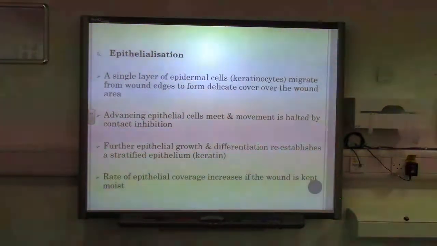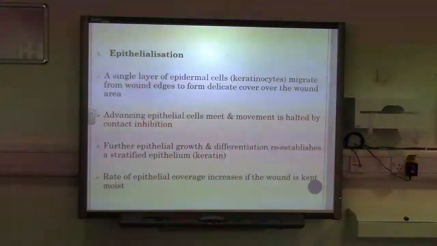So epithelialization aims at covering the wound surface with a layer of epithelium, and this is based on the differentiation, proliferation and migration of epidermal keratinocytes. And they migrate from the wound edges to form a delicate cover over the wound area. At this point the integrity of the skin is only about 15% of that of normal skin.